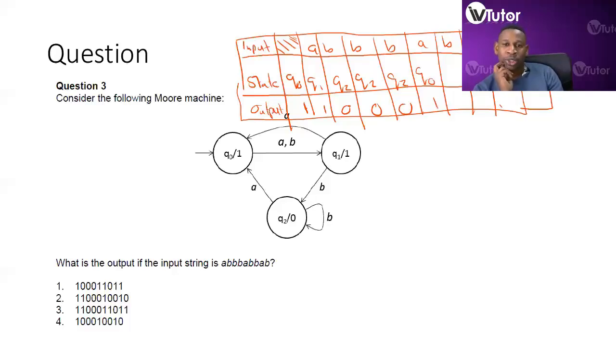If you are in Q0 and you encounter B, you go to Q1 with an output of a 1. If you're in Q1 and you encounter B, you go to Q2 with an output of 0. If you are in Q2 and you encounter an A, you go to Q0 with an output of 1. Then Q1 with an output of 1. So this becomes the output. So it's 1, 1, 3 zeros, 1, 1, 0, 1, 1. So option 3 becomes the correct solution there. So that's how we go about the Moore machine.